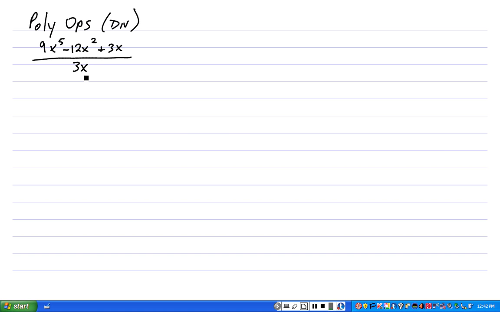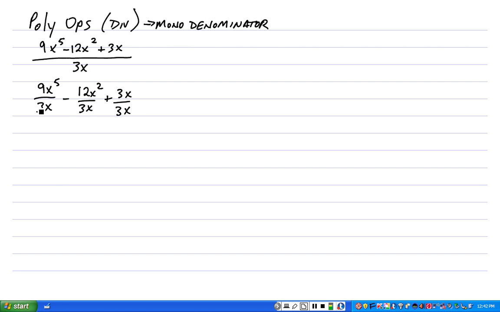Okay, let's say monomial denominator. That's what we're focusing on. Then all you have to do is take each term in the numerator and put it over the denominator. So you would rewrite it as 9x to the 5th over 3x minus 12x squared over 3x plus 3x over 3x. So you took each term in the top, in the numerator, and wrote it over the denominator.